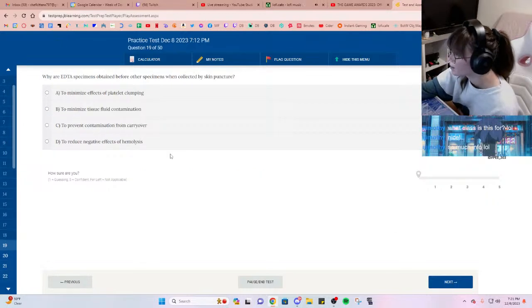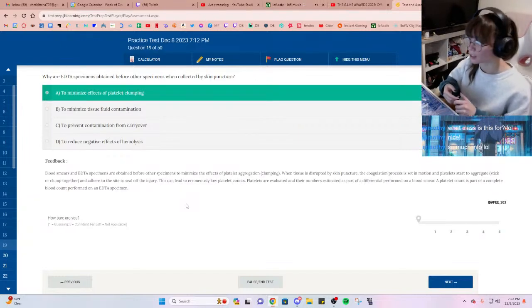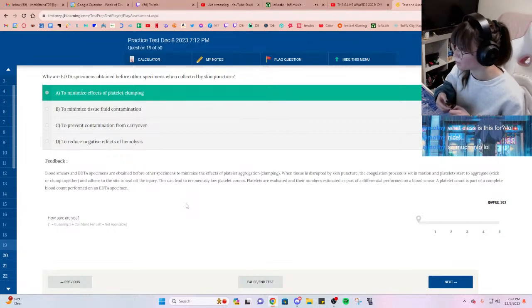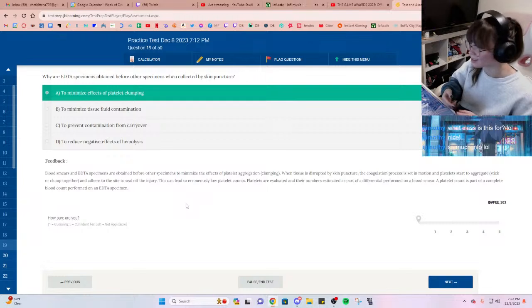Why are EDTA specimens obtained before other specimens when collected by skin puncture? I think to minimize the effects of platelet clumping. Because if you do a finger stick, I think it clots faster, because it's a cut.